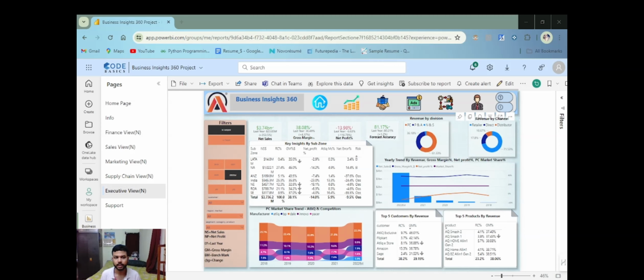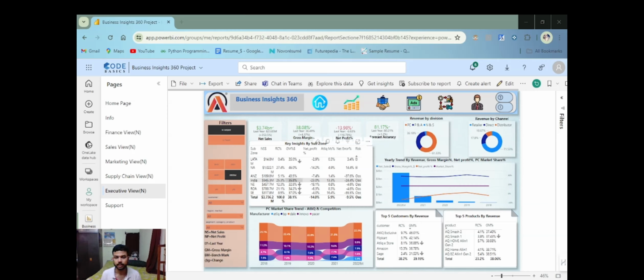Coming to the revenue by channel, we can see that most of the revenue is coming from the retailer. And if we go to the left hand side, we can see the key insights by subzone. In this key insights by subzone, it is focused on revenue contribution for each subzone, and we can see that the highest revenue is coming from North America, and the lowest from Latin America in the year of 2022.